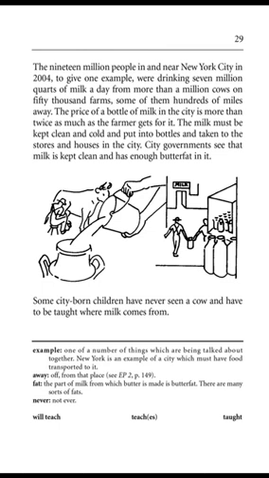The milk must be kept clean and cold and put into bottles and taken to the stores and houses in the city. City governments see that milk is kept clean and has enough butter fat in it. Some city-born children have never seen a cow and have to be taught where milk comes from.